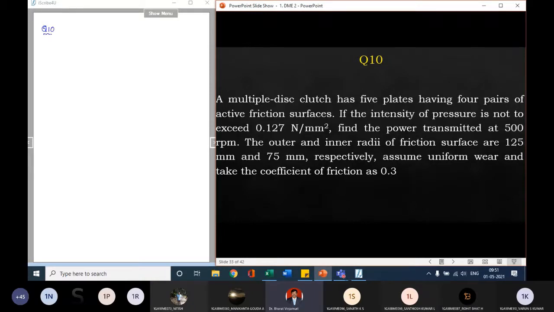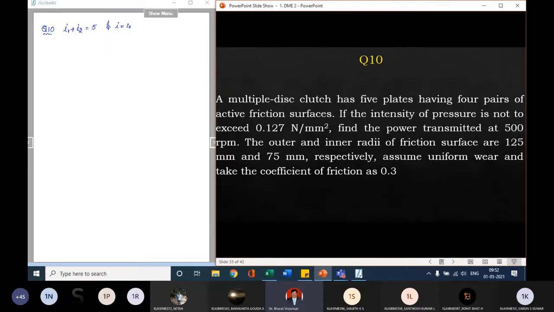Question number 10. A multiple disc clutch has 5 plates, having 4 pairs of active friction surfaces. What does it mean? Can you tell me now? Small i equals 4. And what is 5? Total number, n1 plus n2. Right. n1 plus n2 is equal to 5, and he has given i is equal to 4.